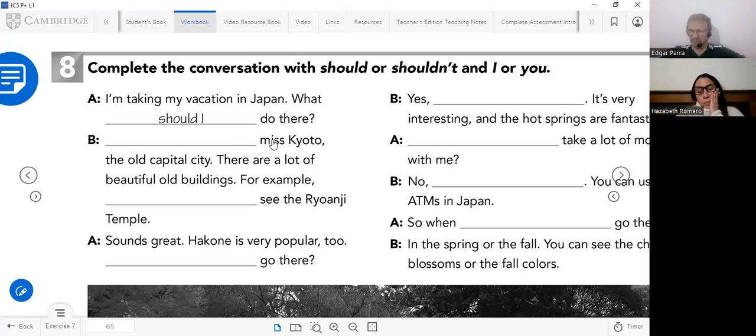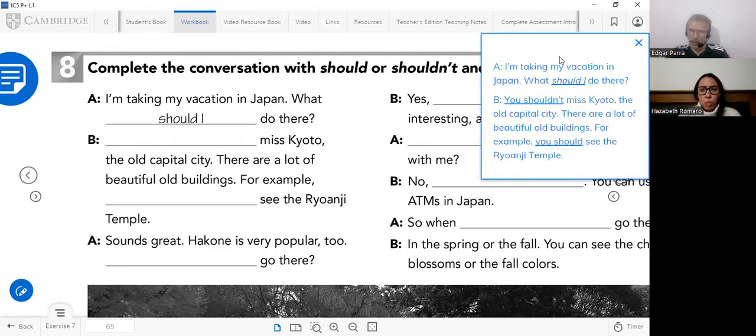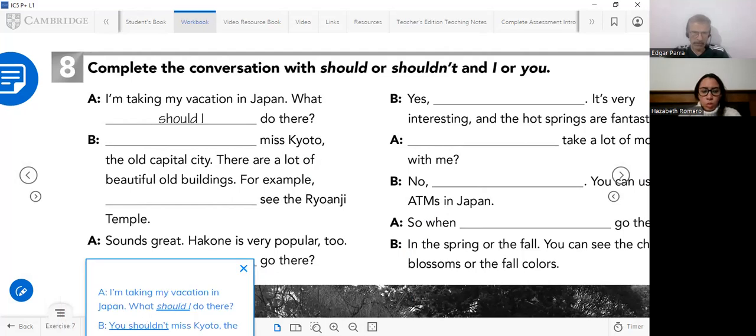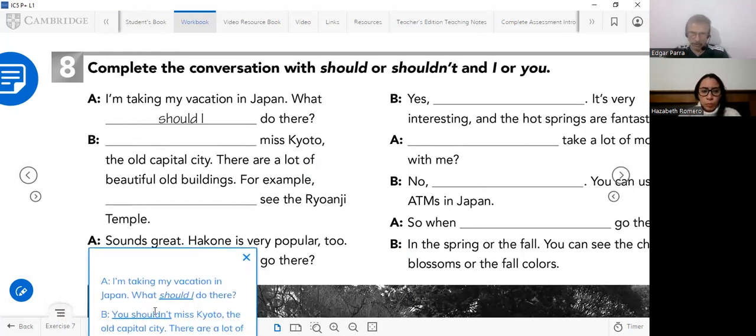Miss is not to go. Not to go. Omit Kyoto. But if Kyoto is an old capital, is it important or not? Is it beautiful or not? If there are many beautiful old buildings, do you think Kyoto should be missed? You forget about Kyoto, or you shouldn't miss it? You shouldn't miss Kyoto, because Kyoto is very important.